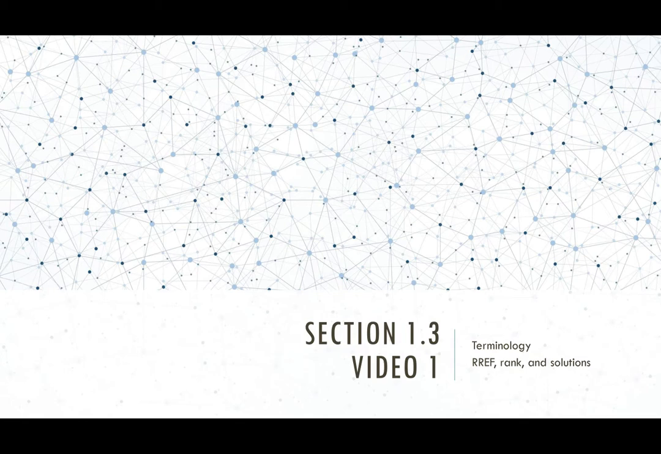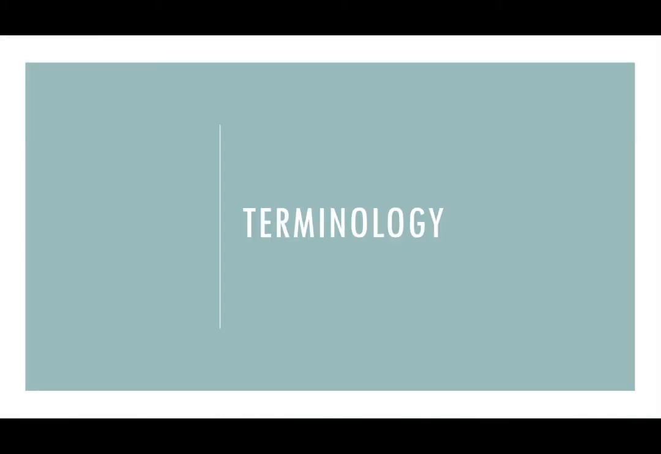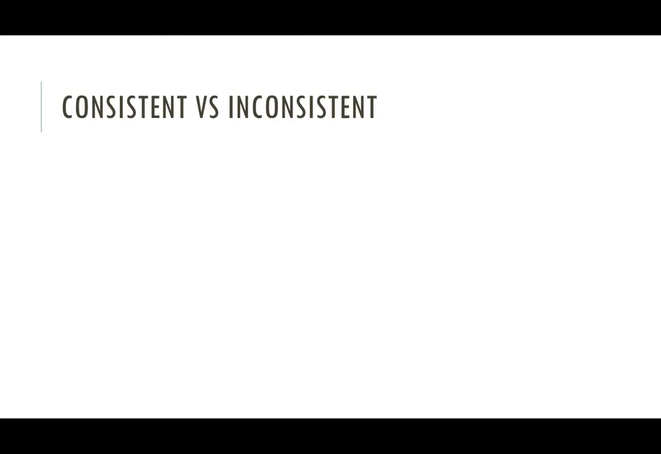In this video, we'll start out by just slogging through some terminology, and then we'll take a look at some big theorems that talk about the relationship between the reduced row echelon form of a matrix, the rank of a matrix, and the solutions of the corresponding linear system. All right, let's dig right in.